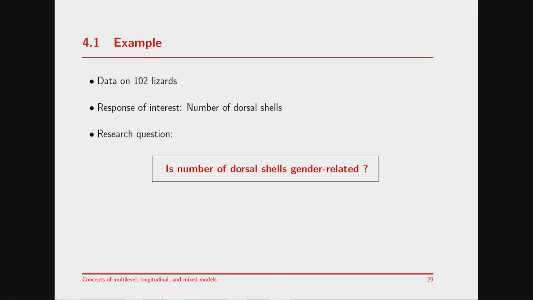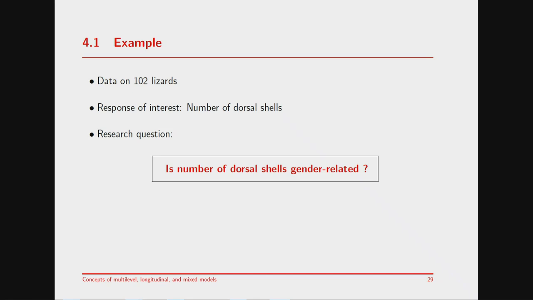Let's take a look at another example. And this is a data set not from a biomedical context, but from biology. More specifically on lizards. So lizards are reptiles. We have a data set here on 102 of these lizards.